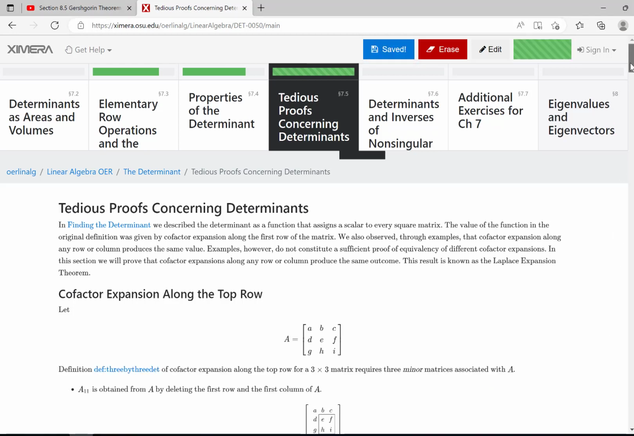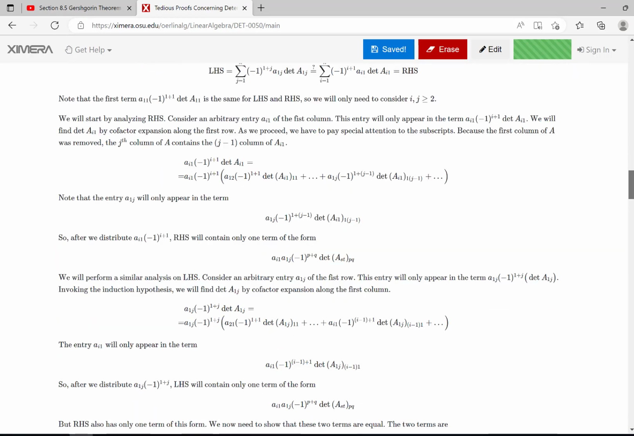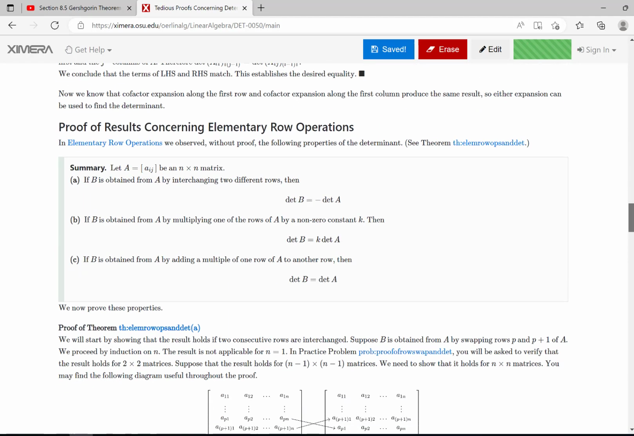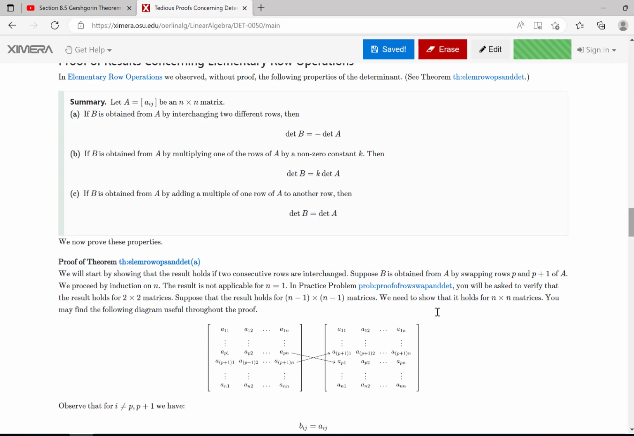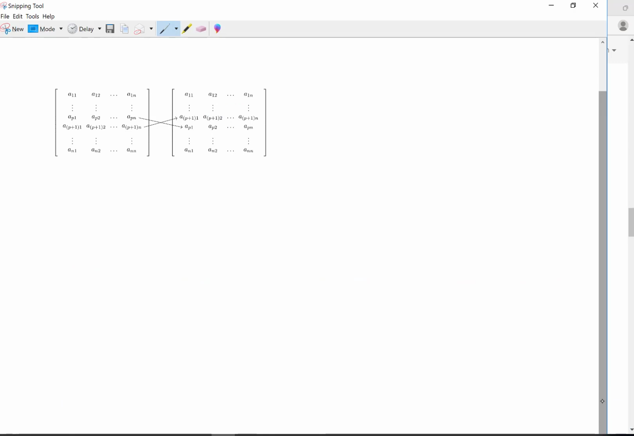Let's scroll down to the section where we do the proof of results concerning the elementary row operations. And what I'd like to focus on are the diagrams that we give you for each part of the proof. So imagine that this is matrix A and this is matrix B, where you can see we switch the two rows, row P with row P plus 1 basically. And imagine that the way we computed the determinant of A was to expand across row P.